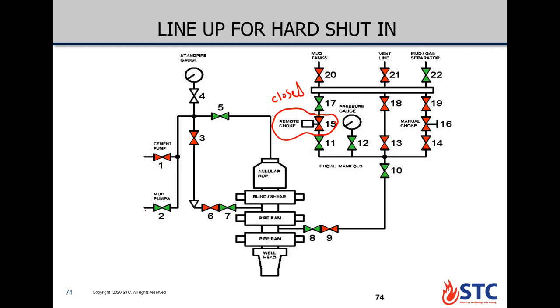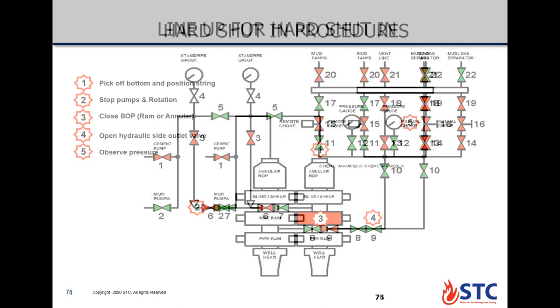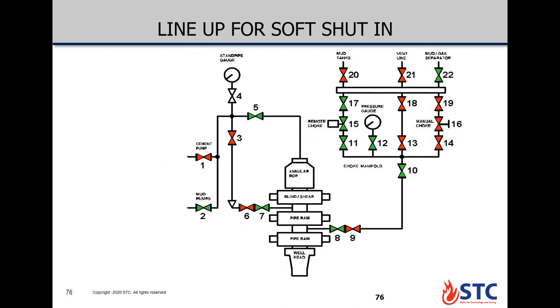So here, the lineup: we have the way from mud pump to the drill string is okay. Then we have our manual choke valve is open, HCR is closed. Then the way to the remote choke is open, but remote choke itself is closed, okay? Then you can record the pressure from the gauge from here. This is for hard shut-in. But if you look here for soft shut-in, you're gonna find your remote choke is open, okay? So this is the difference between soft shut-in and hard shut-in. The way from the mud pumps down the drill string upward is open, okay?